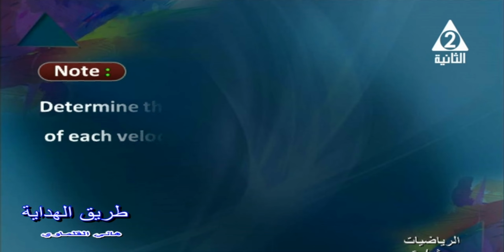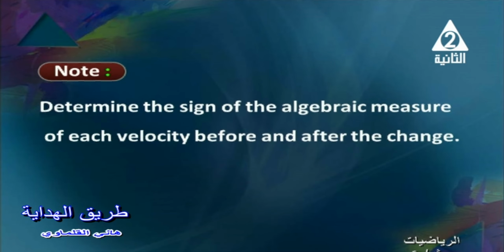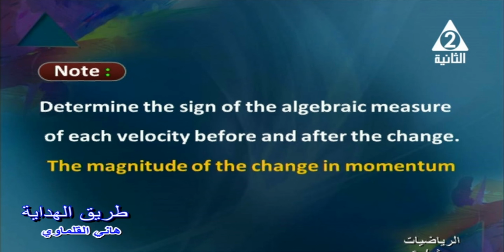Dear student, determine the sign of the algebraic measure of each velocity before and after change, and the magnitude of the change in momentum equals the norm of vector h2 minus vector h1. Now we move to the next example.